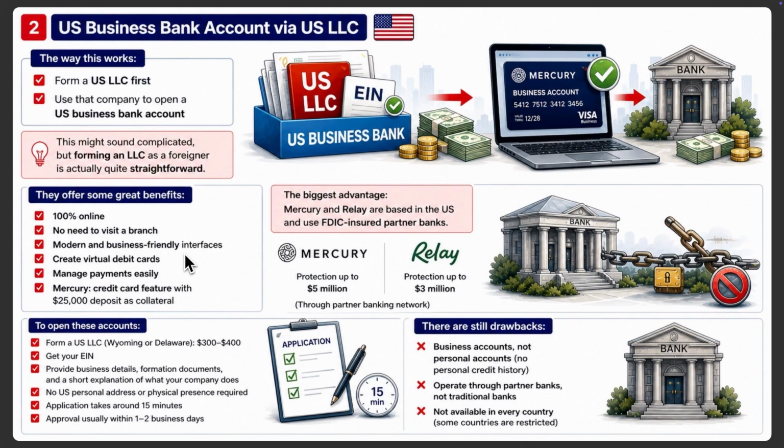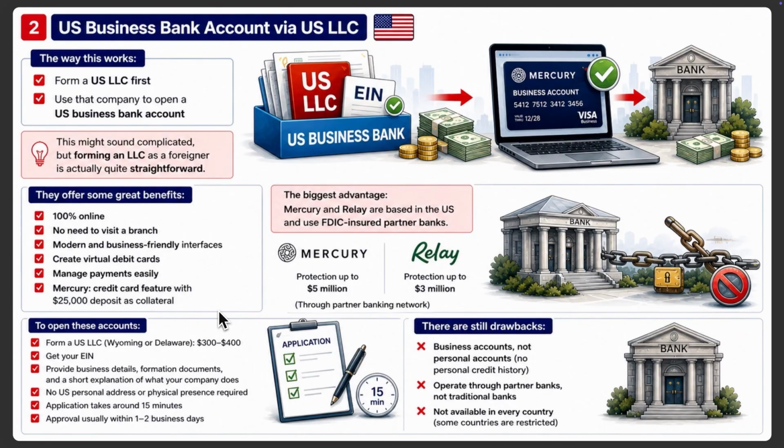You do not need to visit a branch. The interfaces are modern, and they're built with business owners in mind. You can create virtual debit cards, manage payments easily, and in Mercury's case, even access a credit card feature if you deposit at least $25,000 as collateral.